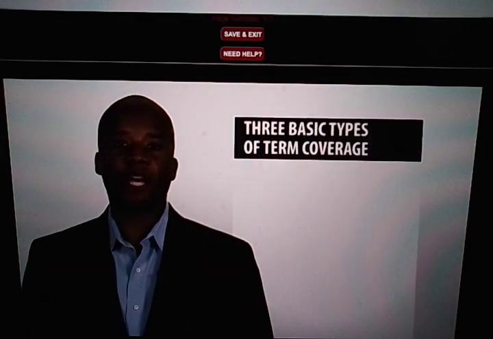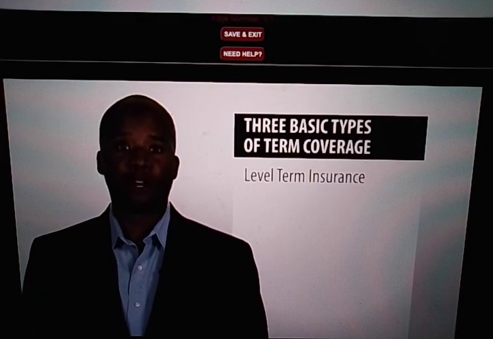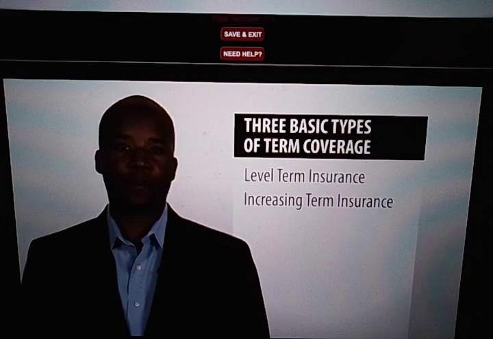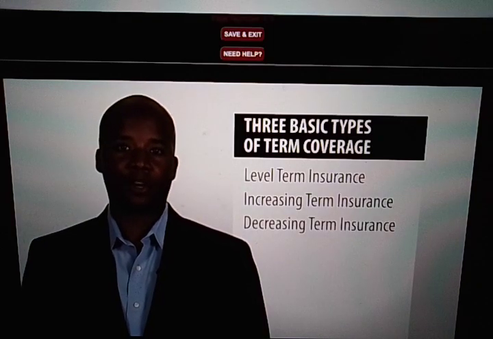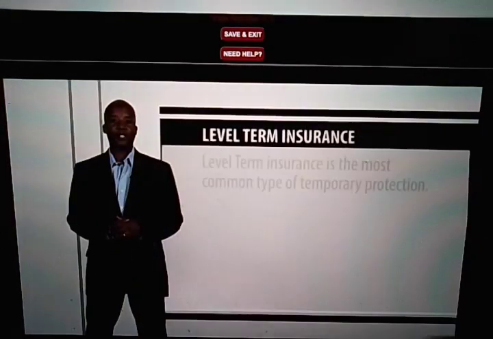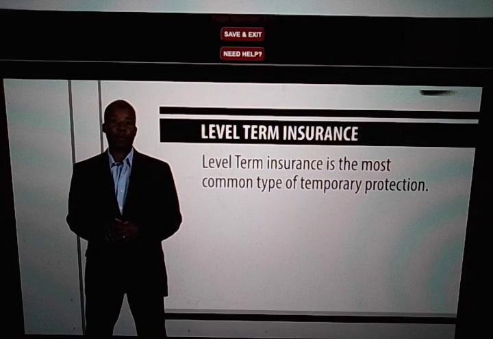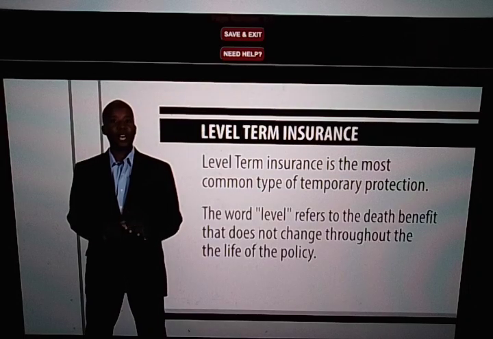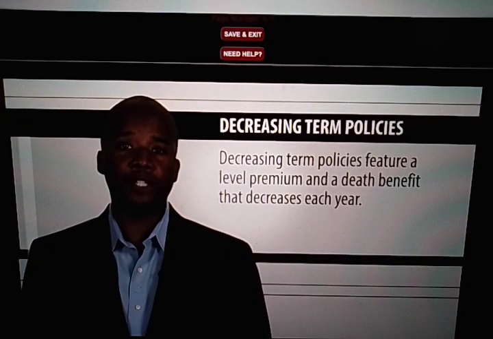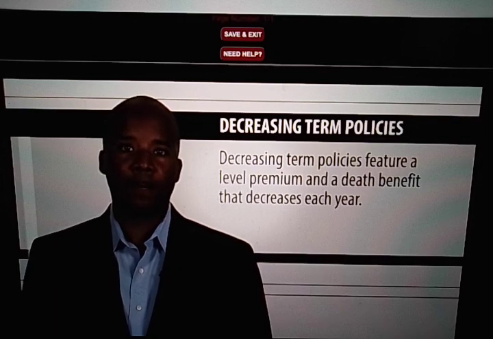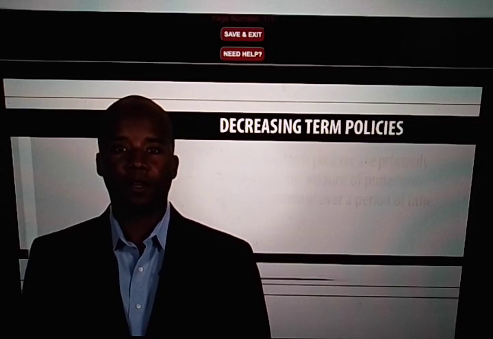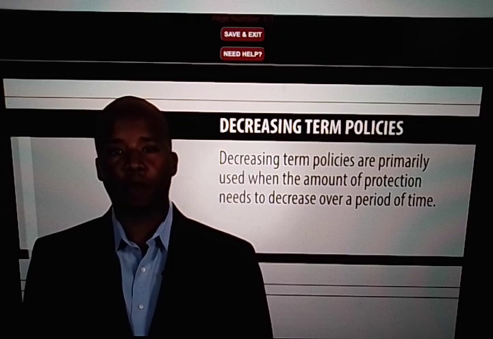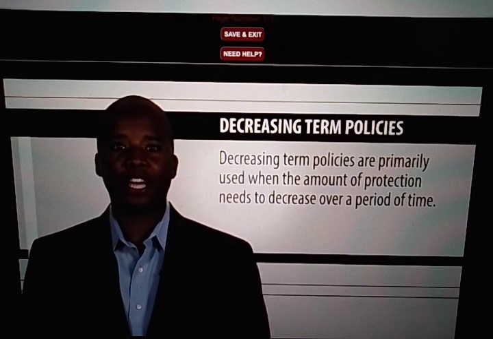There are three basic types of term coverage: level term insurance, increasing term insurance, and decreasing term insurance. Level term insurance is the most common type of temporary protection. The word level refers to the death benefit that does not change throughout the life of the policy. Decreasing term policies feature a level premium and a death benefit that decreases each year.